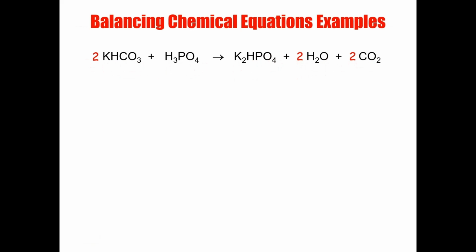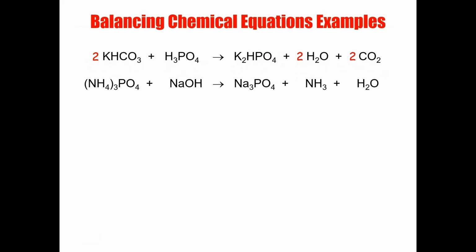Now, if we did a quick look, 2 potassium, 2 potassium. We have 2 plus 3, that's 5 hydrogen, and we have 5 hydrogen. We have 2 carbon here, and we have 2 carbon here. And of course, we have 6 oxygen and 6 oxygen. And the phosphate has remained unchanged, 1 and 1. And so we have a balanced chemical equation.